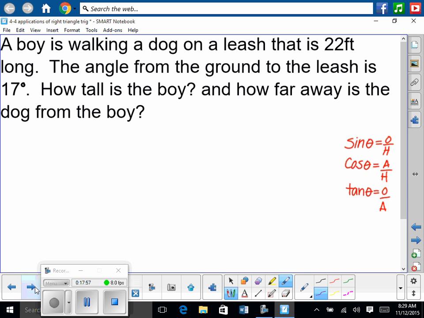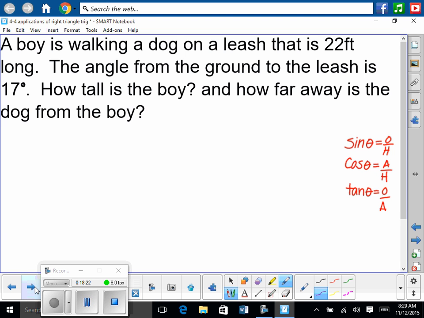So it says, a boy is walking on a leash that is 22 feet long. Did I spell leash wrong? No, you said a boy is walking on a leash. Oh, a boy is walking on a leash. A boy is walking a dog on a leash that is 22 feet long. The angle from the ground to the leash is 17 degrees. How tall is the boy, and how far is the dog away from the boy?